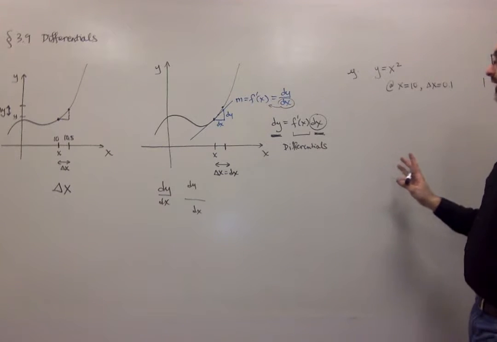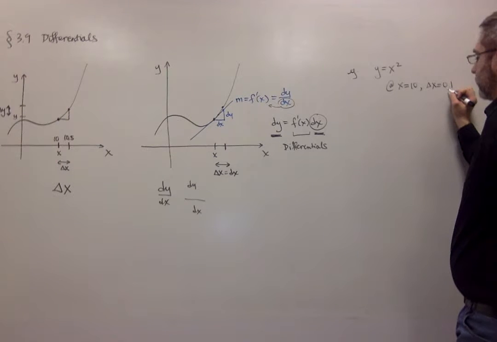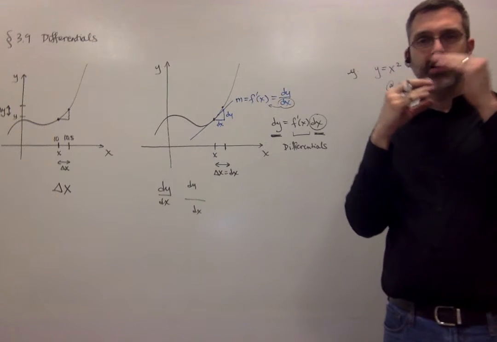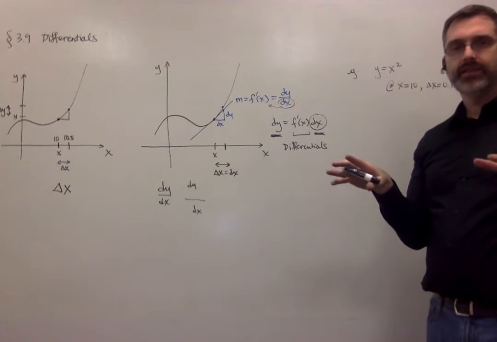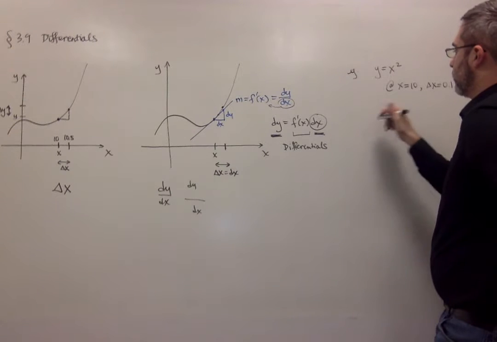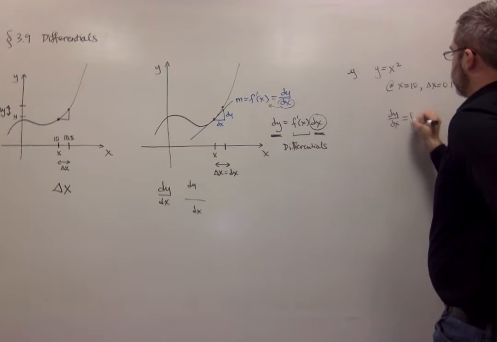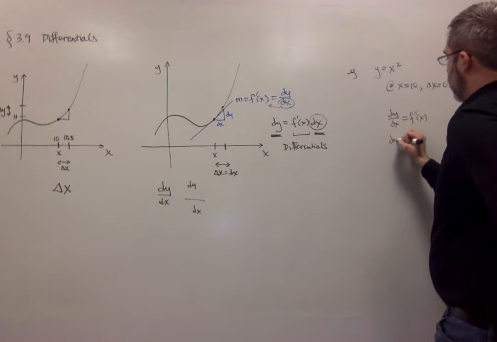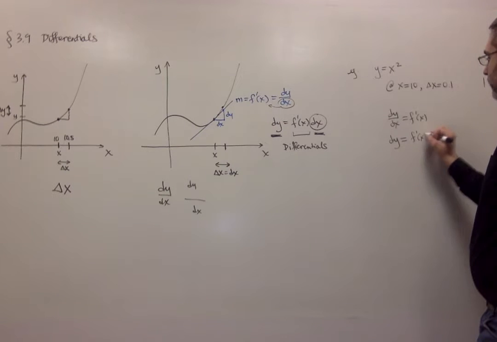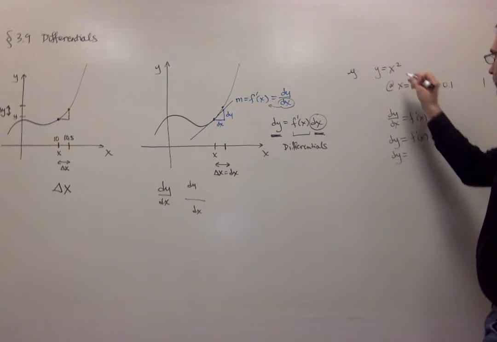Now I could do that by figuring out what is y when x is 10, then what is y when x is 10.1, and then subtracting the two to get how far off the y values are. I'm not going to do that. Okay, what I'm going to do instead is use differentials. So differentials tell me dy dx is the derivative. In other words, how far off y is, dy, is the derivative times dx. Now in this case, the derivative is 2x.